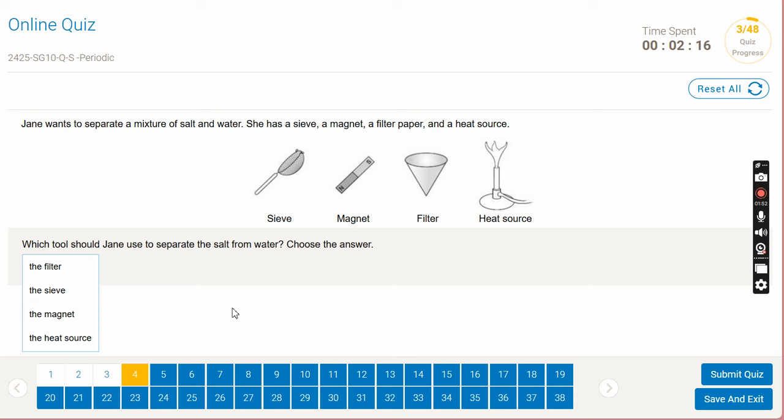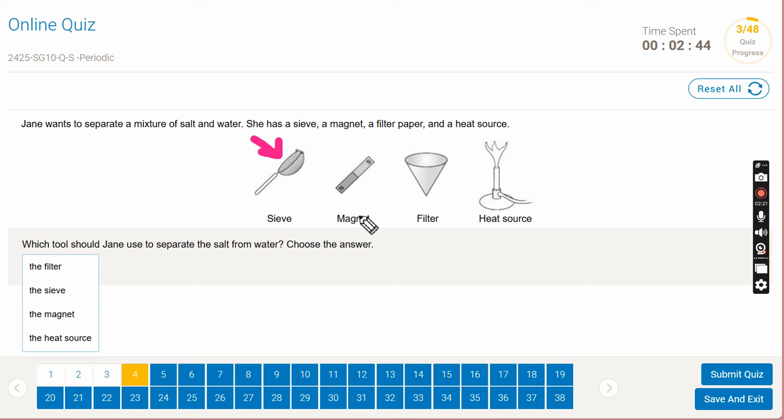So Jane wants to separate a mixture of salt and water. She has a sieve, a magnet, and a filter paper. Let's understand what all of these objects are used for. A sieve separates a bigger particle from a smaller one, such as pasta and water: the pasta will stay in the sieve and the water will leave, right? When you have 2 different particles, one smaller and one larger, that's when you can use a sieve.